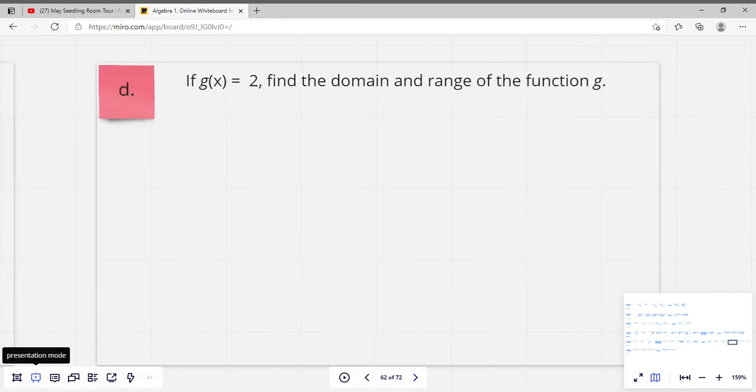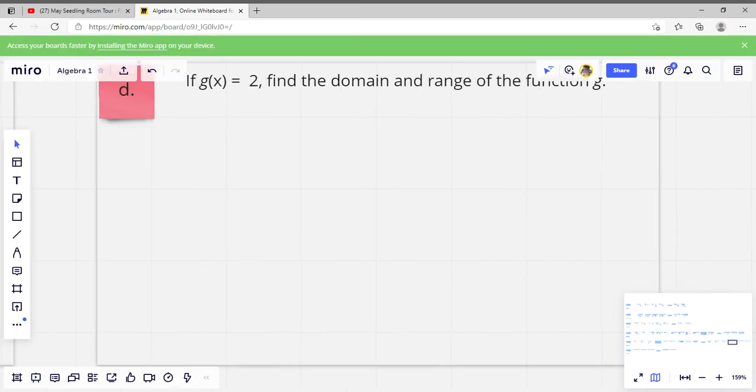All right, on this one, we've got g of x equals 2. Find the domain and the range of the function. Okay, so any real number could go in. 2 is the only thing that's going to come out. So our domain equals x equals the real numbers.